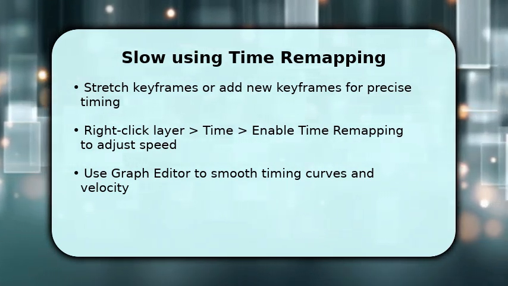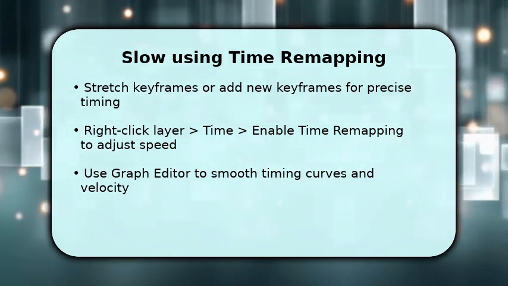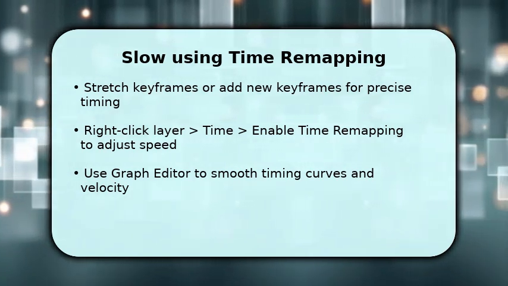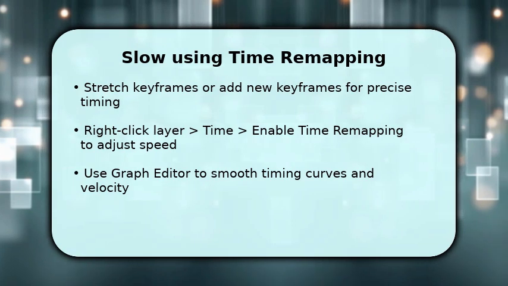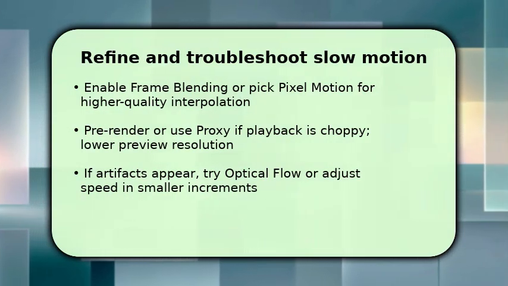If you need even slower motion, duplicate frames with frame sampling or use time warp effects. But remember, time remapping plus frame interpolation produces the cleanest slow motion without introducing stutter. You finish by refining interpolation.